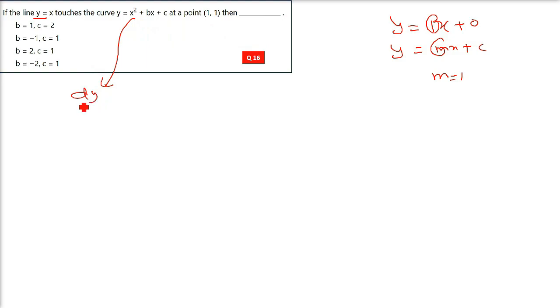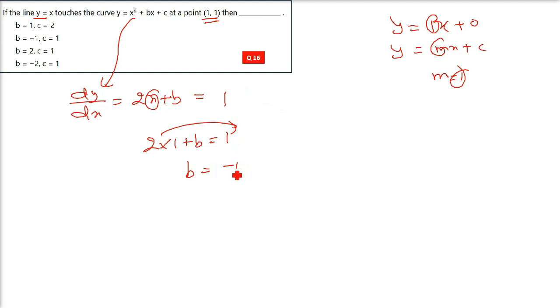So this dy by dx, this is 2x plus b. Now this is equal to what? m is equal to 1, and at what point? x equals to 1, y equals to 1. So x equal to 1, you can keep it. 2 into 1 plus b equals to 1. b is equal to negative 1. So b is already with us. Now this b is negative 1, x and y is already given 1, 1.